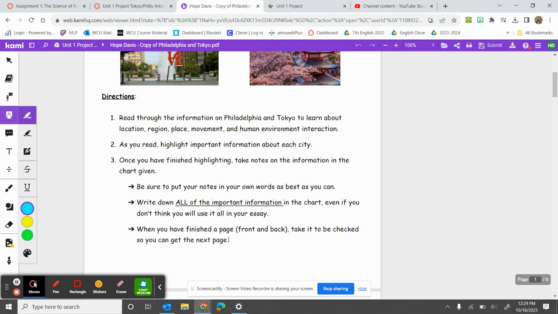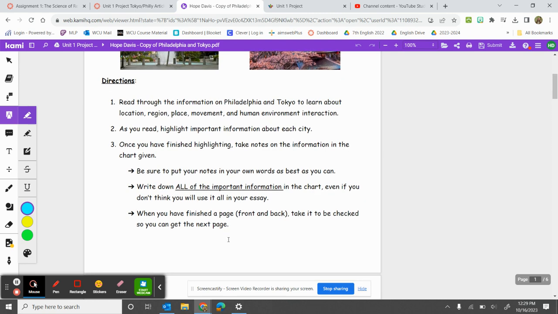When you're finished with all of the pages, submit it and let me know that it's done, or hand it into the English bin. That way I can check it. This must get checked before you start working on your graphic organizer. So let's take a look at what we're doing.